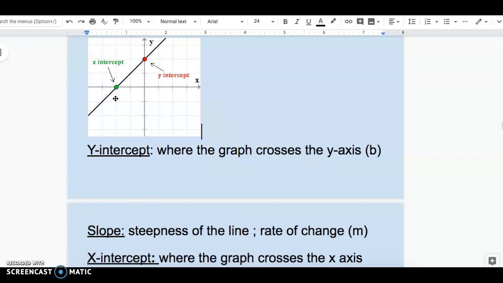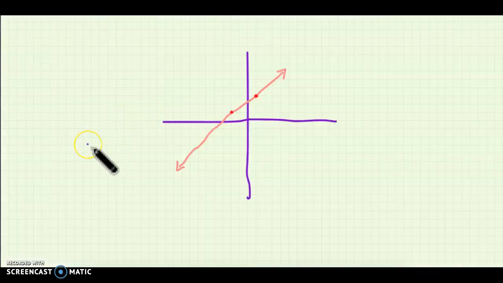You want to take this dot, and you want to rise until you meet where the other dot will be. So we rose 2 and we ran 2. You would write that as a fraction, 2 over 2. And of course 2 divided by 2 is 1. So this line has a slope of 1. So let's take some more examples here.